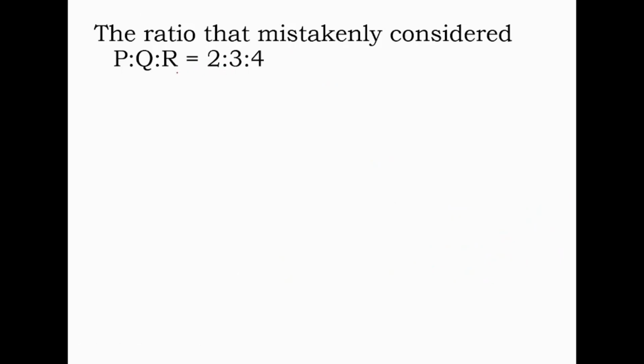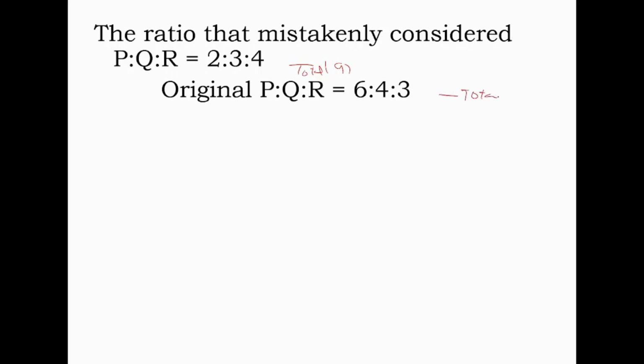Consider the ratio P is to Q is to R is 2 is to 3 is to 4. So this total, 2 plus 3 plus 4, is 9, and the original ratio total, 6 plus 4 plus 3, is 13. So for the comparison, the mistaken ratios are 2 by 9, 3 by 9, 4 by 9, and the original ratios are 6 by 13, 4 by 13, 3 by 13.